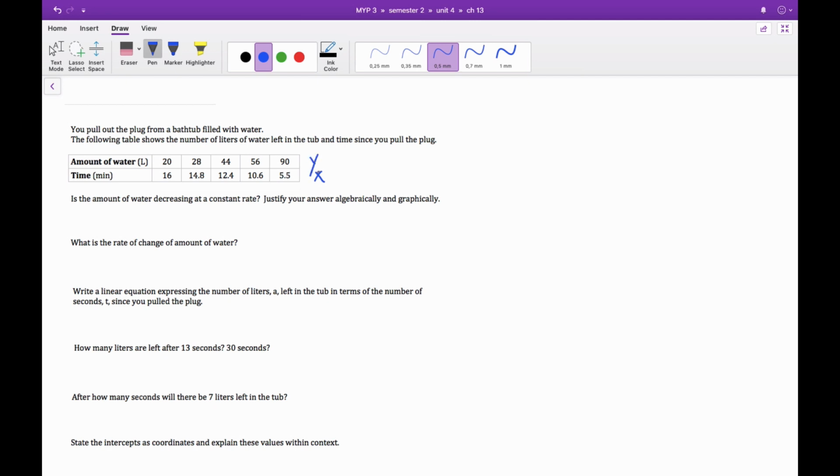We think about our X and Ys in terms of our graph, but when we do our calculations, we'll use A and T. So in this problem, let's say A will represent the amount of water. We should define our variables clearly. And here we're going to use T to represent the time in minutes since you pulled the plug. Shall we take a look at the graph?